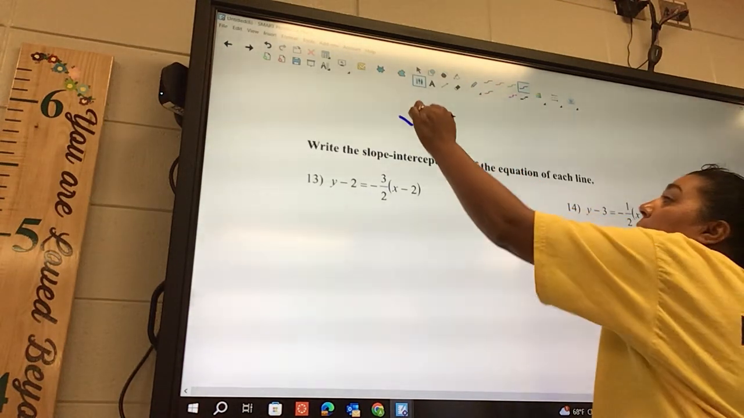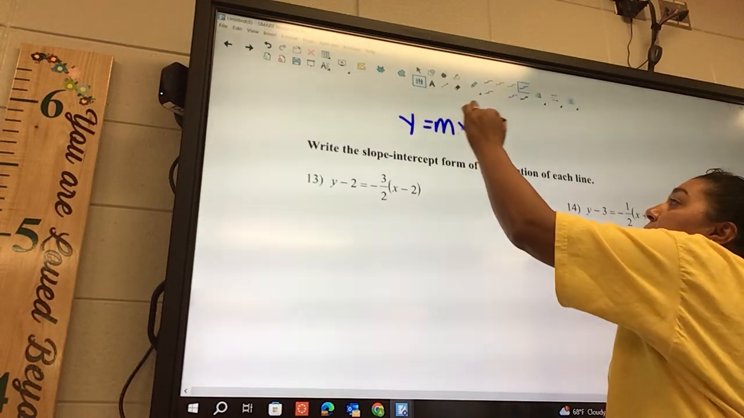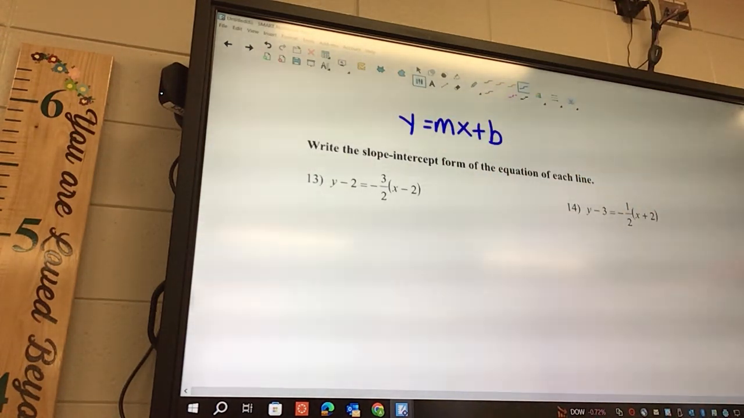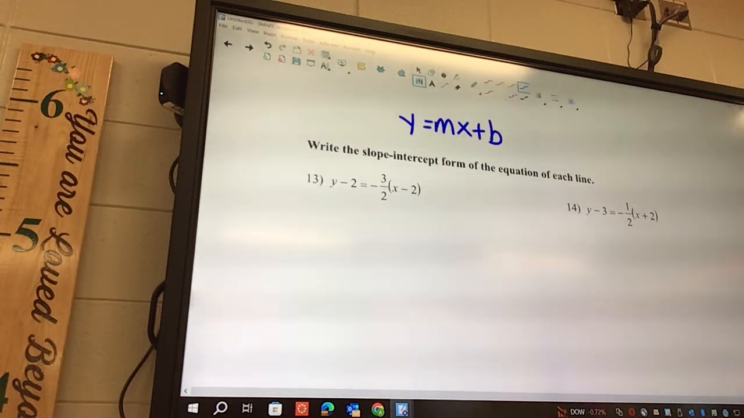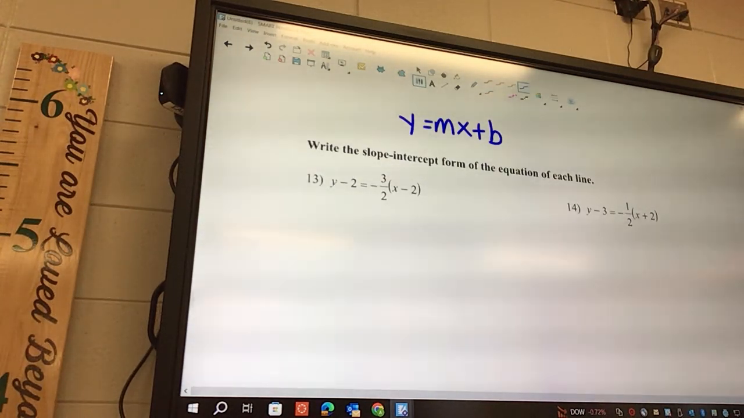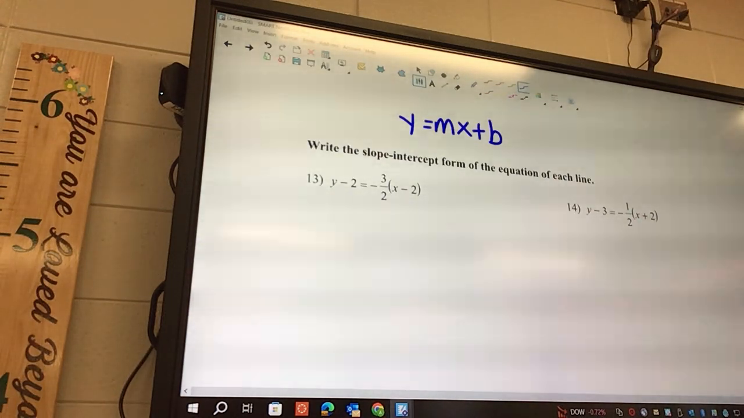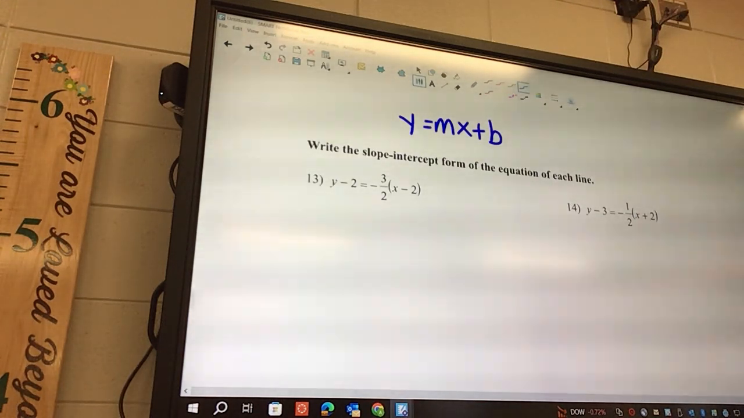Okay, so this is what I want my answer to look like. That's what they want your answer to look like, okay? So essentially what they're saying is get y by itself. Okay, because that's what the slope-intercept form looks like. Get y by itself, get rid of the parentheses, okay? So essentially, you're just solving the equation for y.